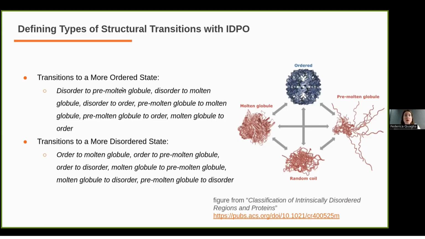For example, disorder to pre-molten globule, it's still a transition to a more ordered state. You can see it here. And order to molten globule. So a transition to a more disordered state. And you can see it here, order to molten globule. Again, if you want to know more about the transitions of structural states of an IDP, you might want to read this publication that is the same that was linked in the previous slide.